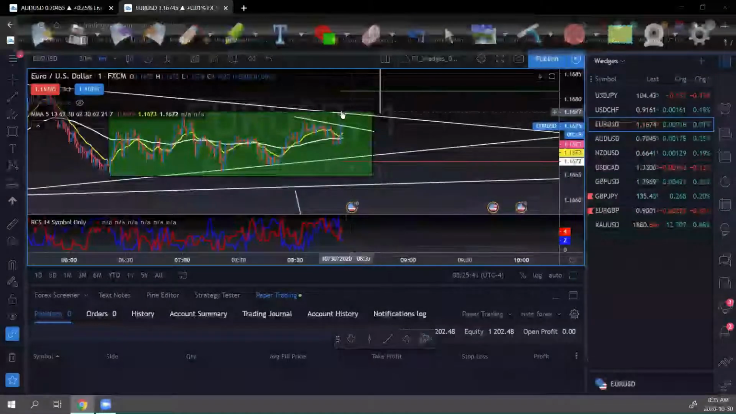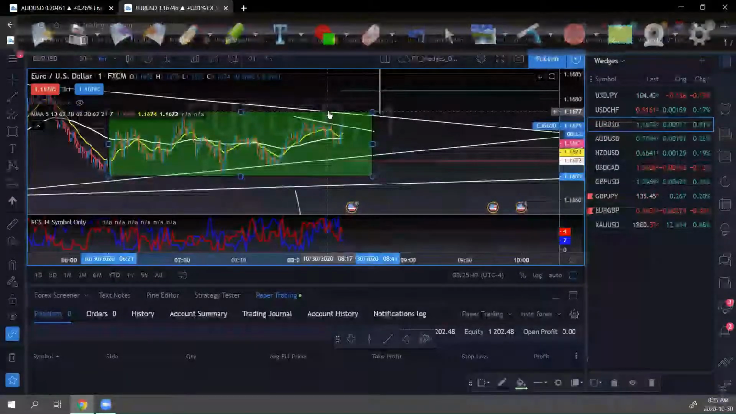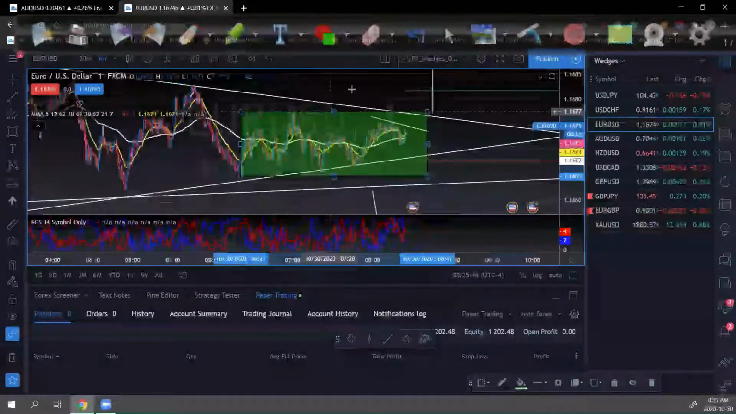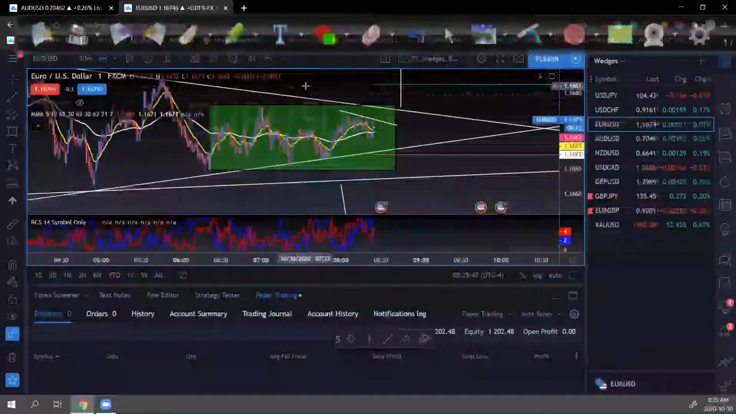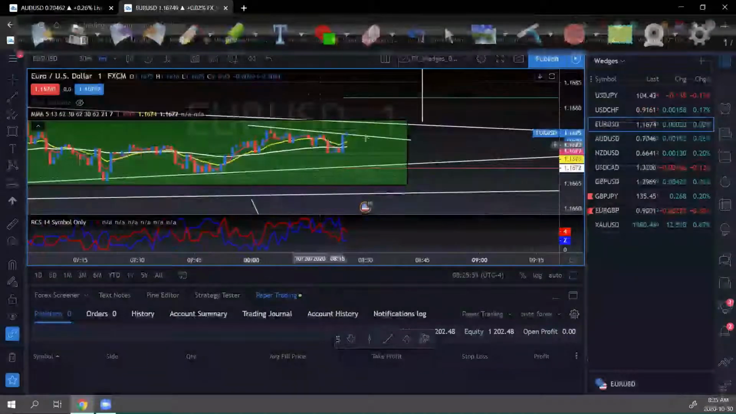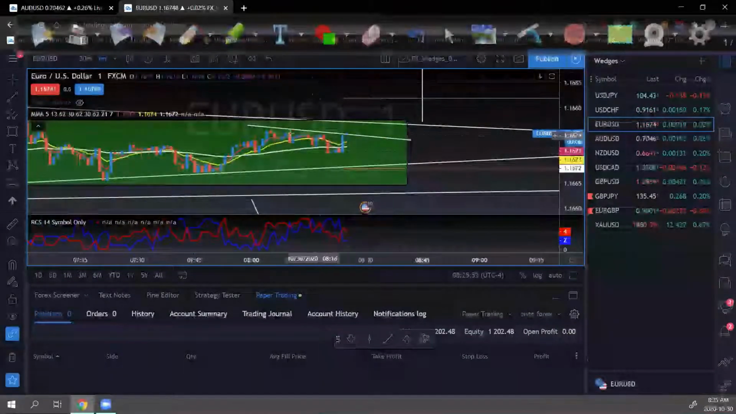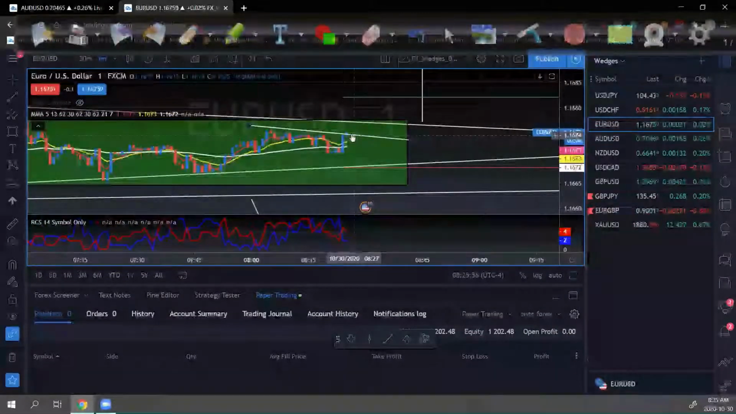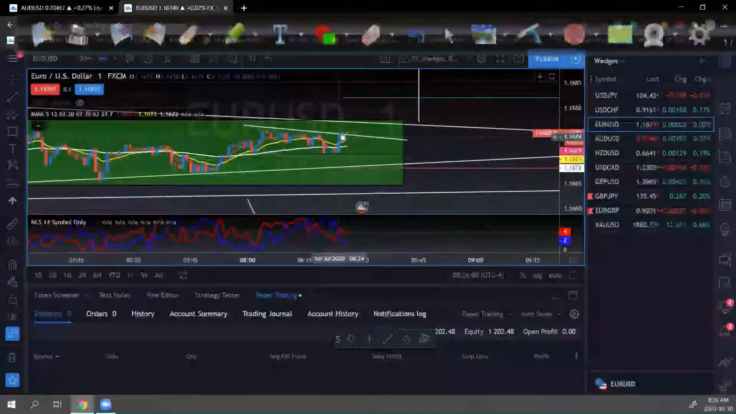So here we go. We're looking at the top there. You see how it breached that trend line? Yeah, that is considered a breach to me because you're bounce, bounce, bounce, bounce, and then it passes it, it checks it. So we're going to see what happens here.